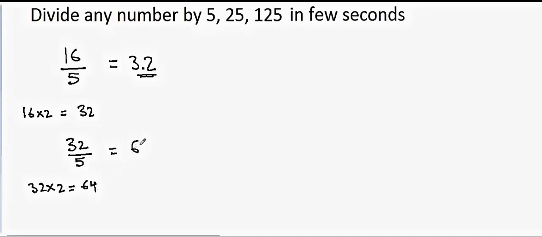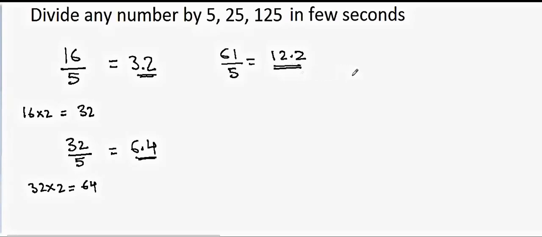So the answer will be 64, and then I put a decimal after one digit, that is 6.4. My answer is 6.4. Again, if I have 61 and I want to divide by 5, the answer will be 122, one decimal, and that will give me 12.2. So that's pretty easy.